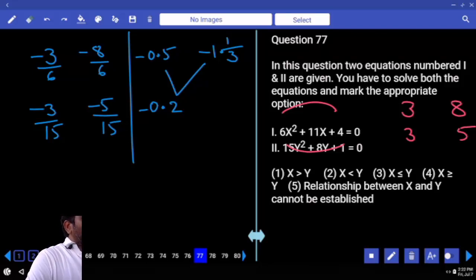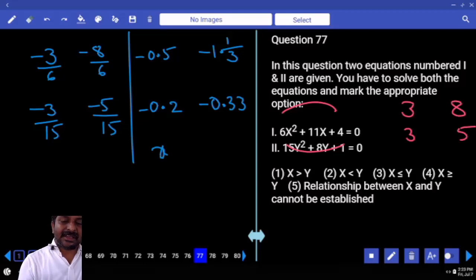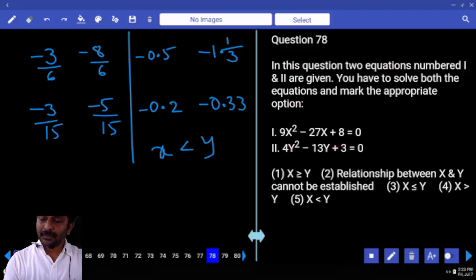Ekkada yes? Ekkada yes amma? 0.2 anedi 0 ki 0.5 ki madhyalo vastadi kada? Come on. In between kaadu. What is this? Minus 1 by 3, that is 0.33. So x is less than y. Come on.